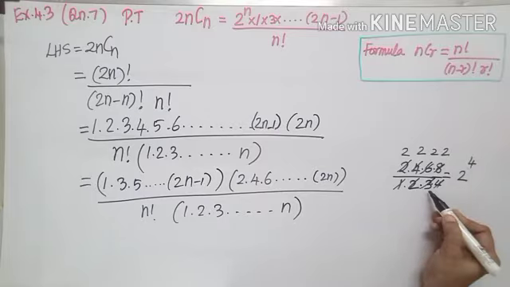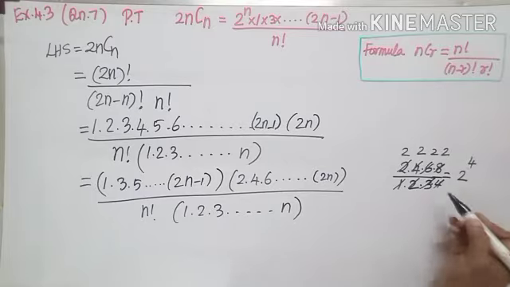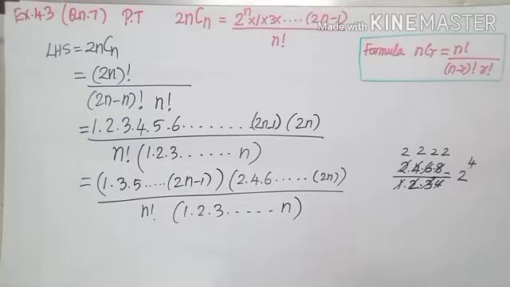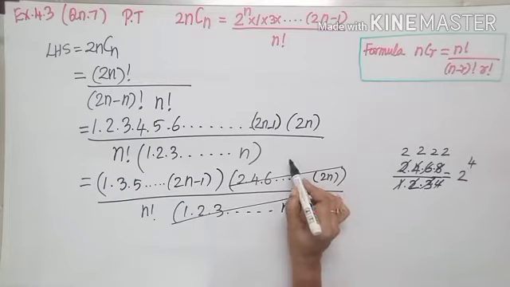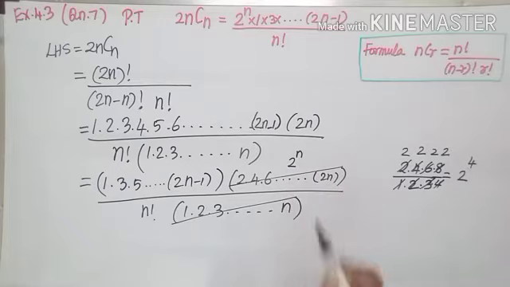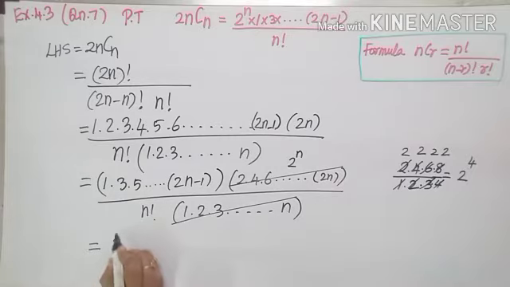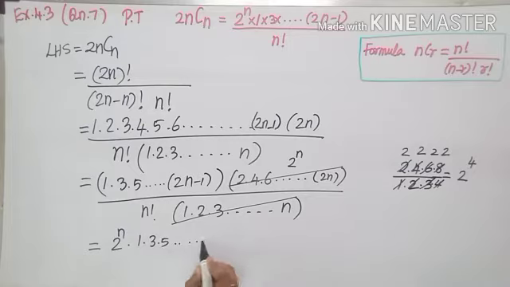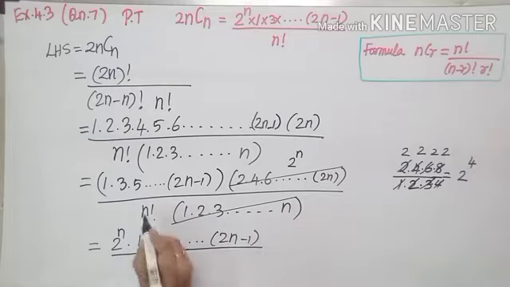The denominator is 3, 2 power 3. The denominator is 4, 2 power 4. So when I cancel these two, the denominator is n. So this will become 2 power n. So what is left out? 2 power n into 1, 3, 5 up to which number? 2n minus 1. The left out denominator is n factorial, which is nothing but the RHS.